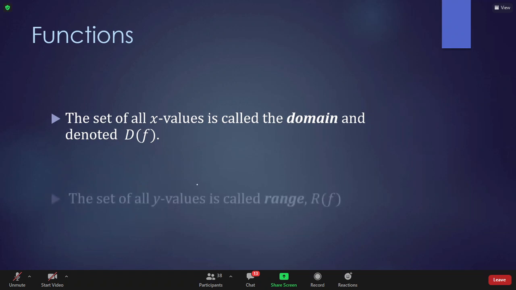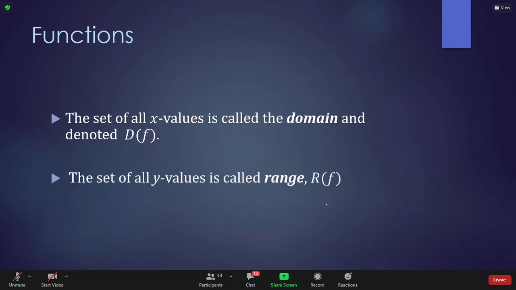The set of all y values is called the range. So the domain is the interval where the function is defined, the x interval or the x set. And then we have the set of all y values called the range. So how far can this function reach? The range of the function.